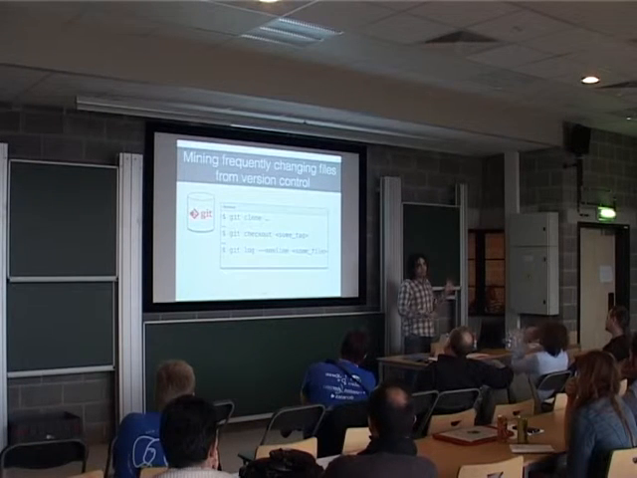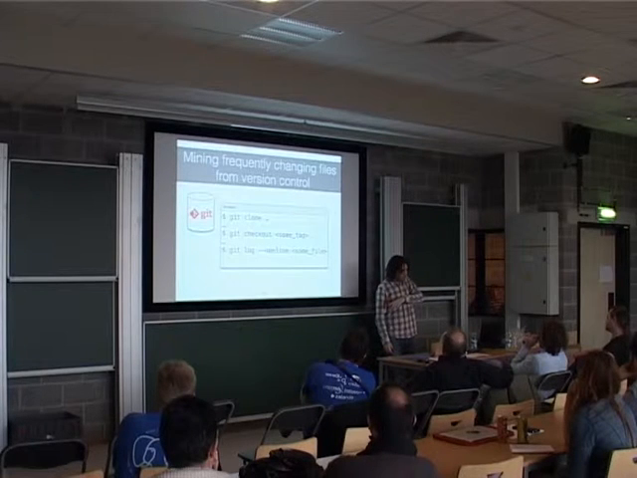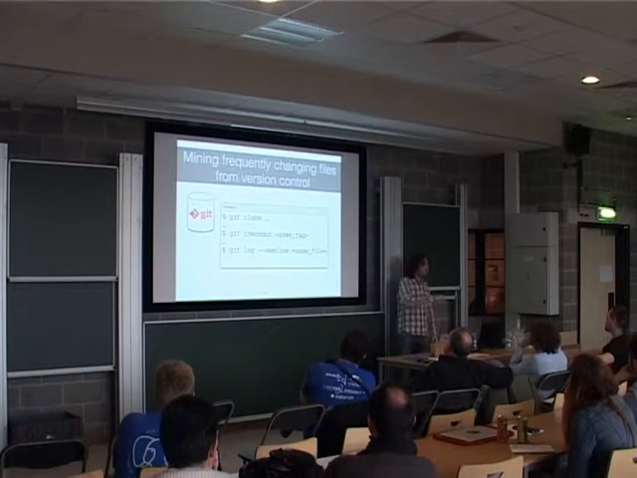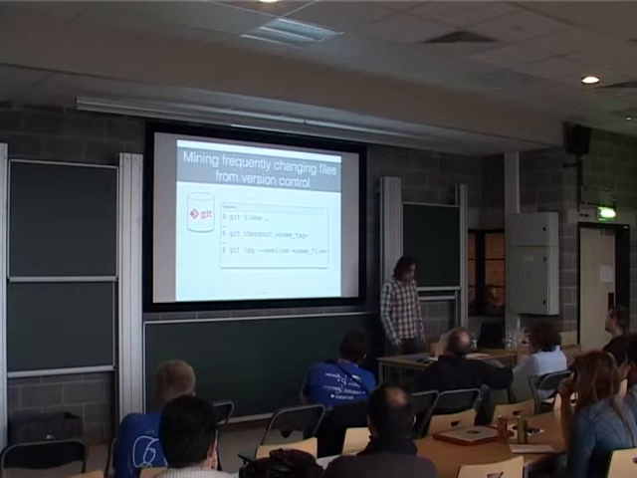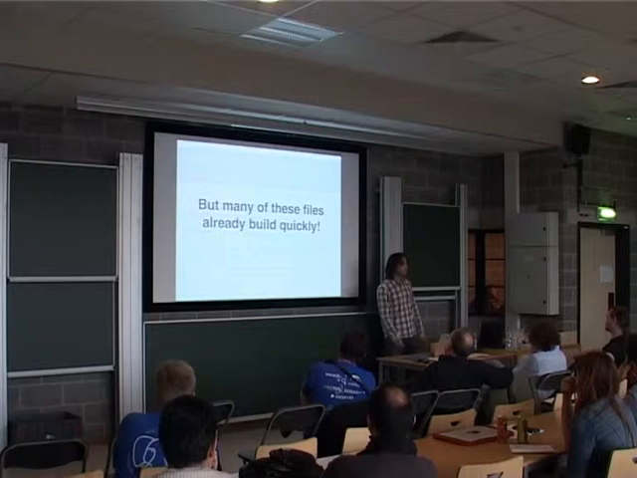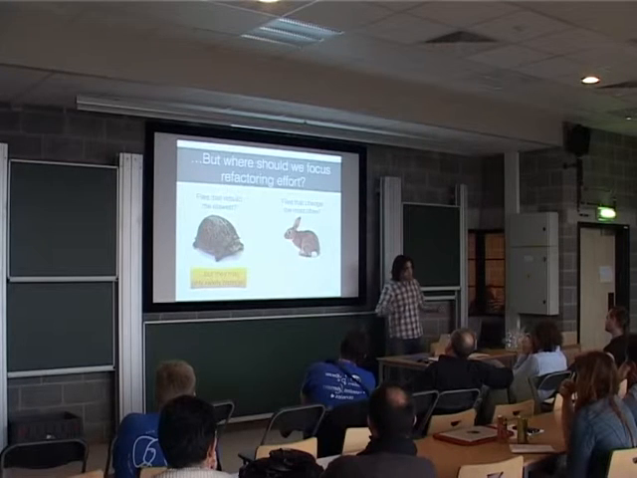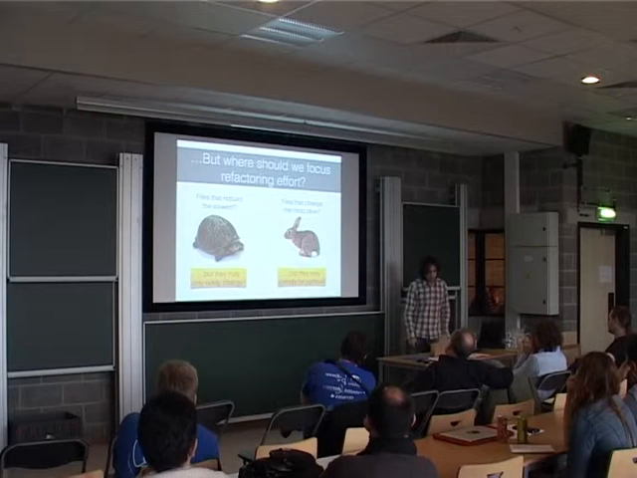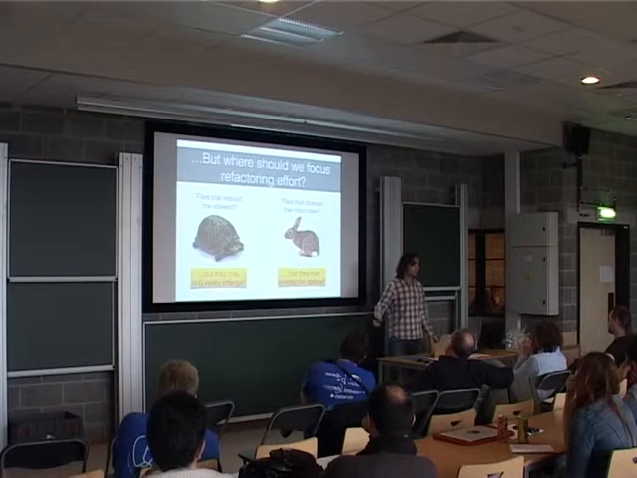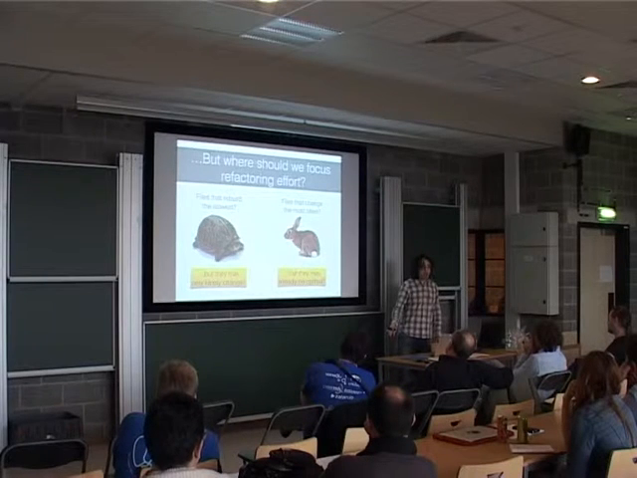And we assumed that files that changed a lot in the past will continue to change a lot in the future. So then we said, okay, let's build those same graphs, draw a line there. What we found is that many of these files already built very quickly. So we thought, okay, that's not going to work either. So focusing on the files that change the most often also isn't sufficient, because they may already be optimal. There's not much you can do to refactor a file that builds in less than a second.